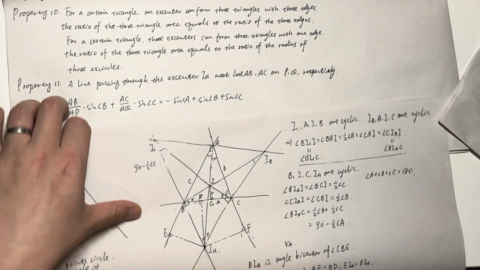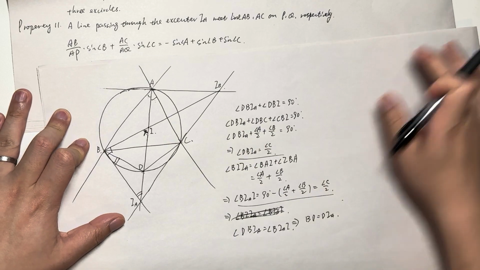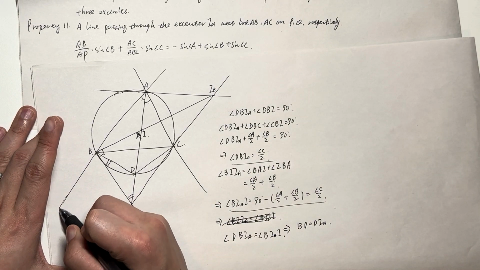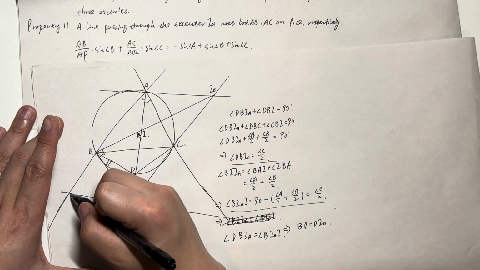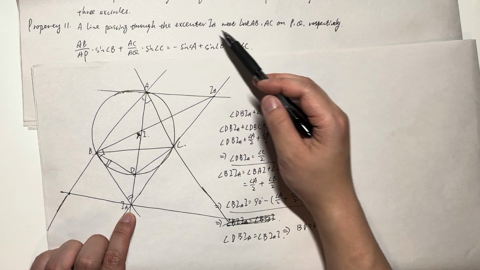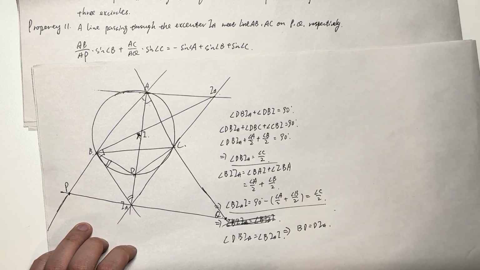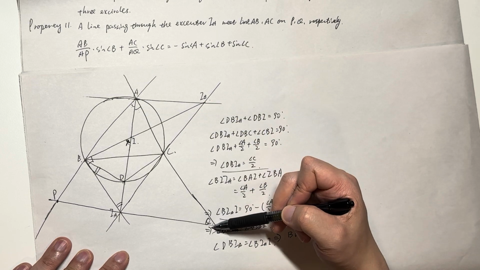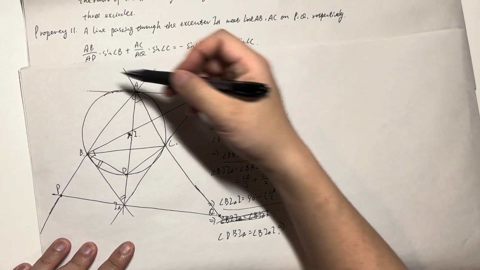Okay, property 11. Let's just draw it here. A line passing through the excenter IA. So let's draw a line here, passing through the excenter IA and meeting lines AB and AC at P and Q. This is P, this is Q, right? Respectively. And we want to prove that AB over AP times sine B plus AC over AQ times sine C equals to this one.